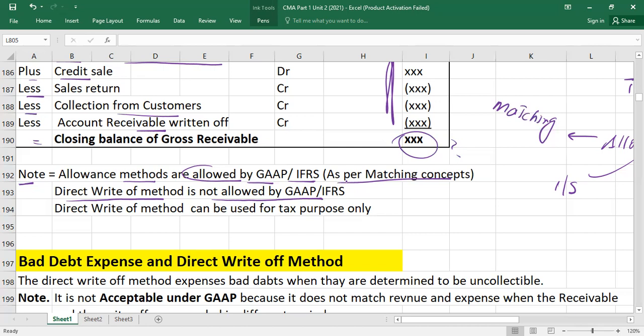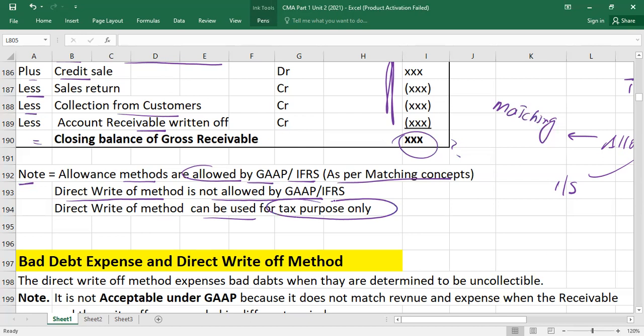Tax authorities in your countries don't accept the allowance method, because it is based on our estimate. Tax authorities always accept direct write-off because it is reality based. Under the direct write-off method, you book the expense and reduce receivables at the time of the actual event, not based on an estimate. So point number 3: the direct write-off method can be used for tax purposes only, but you can use it for accounting purposes as well if the allowance method and direct write-off method produce the same results.